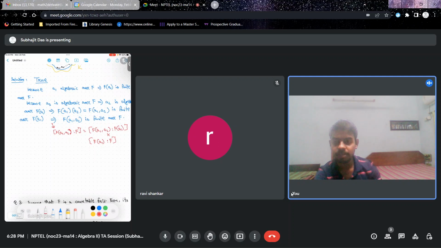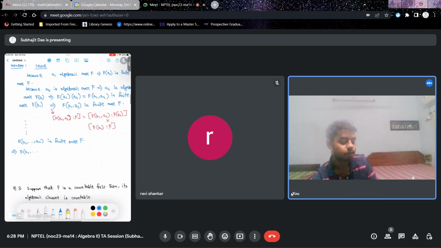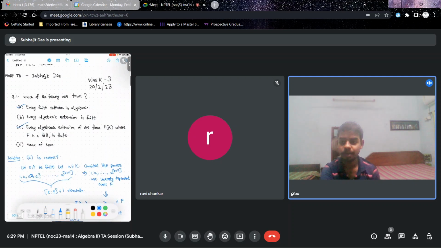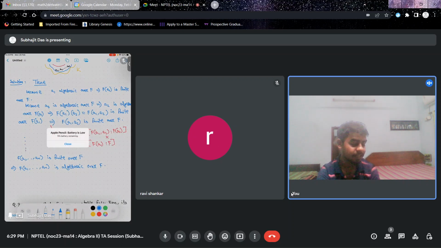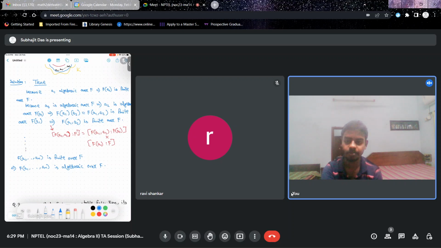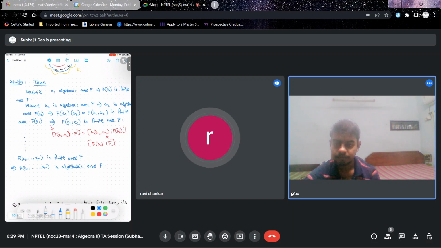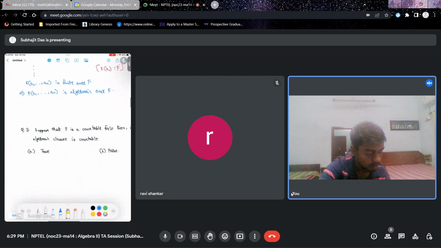So this implies that f adjoined with a1 a2 is finite over f. And if you keep on doing this, what you have is f adjoined with a1 up to an is finite over f, right? Simple. Which implies that f adjoined with a1 up to an is algebraic over f. Because we know that every finite extension is always algebraic, as we saw in question 1 part A. So using this, we can say that f adjoined with a1 up to an is algebraic over f. Why? Since it is finite over f, it definitely has to be algebraic over f, right? So that means that this is true. So let's move on to question 3.